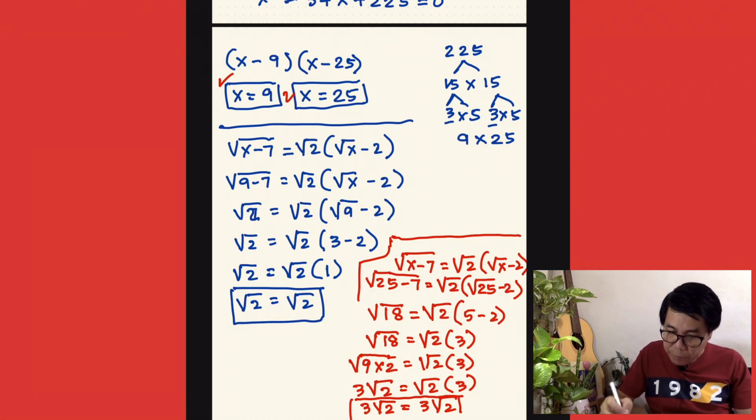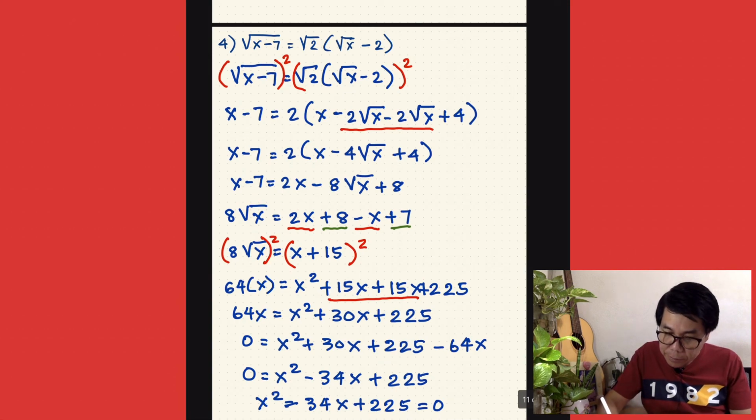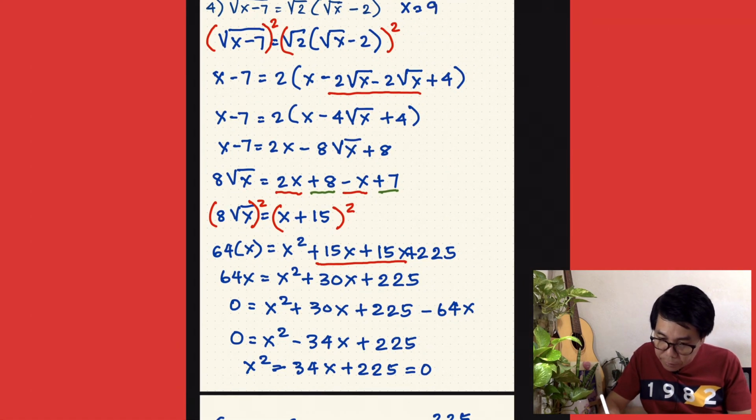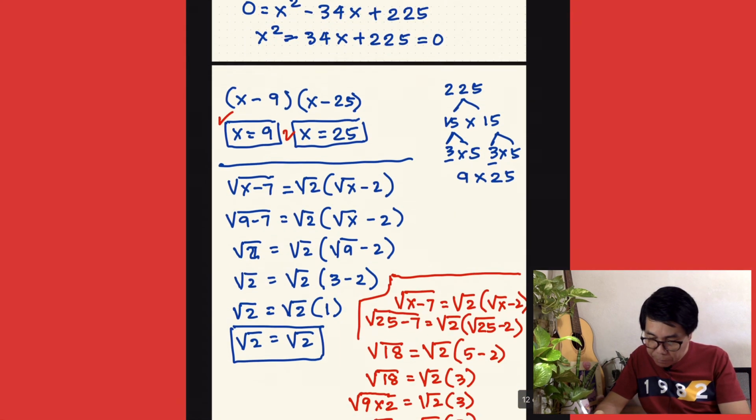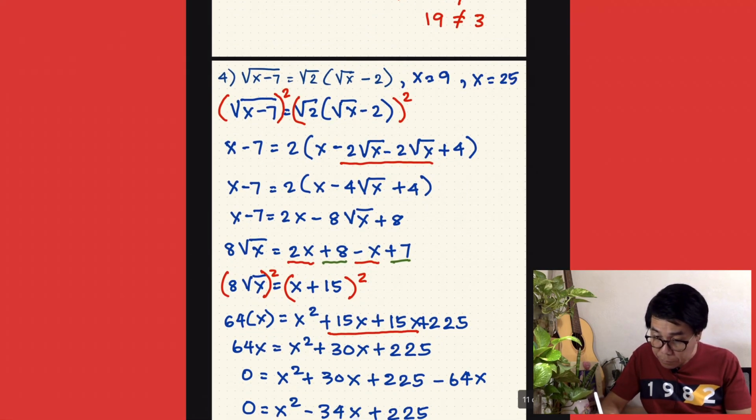Okay, so it is also a solution. So 25 is another solution. So there are two solutions for this: x is equal to 9, and another one is x is equal to 25.